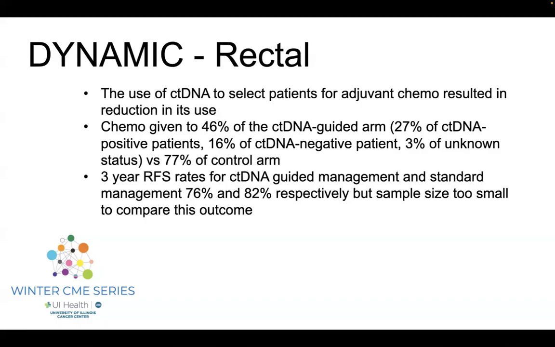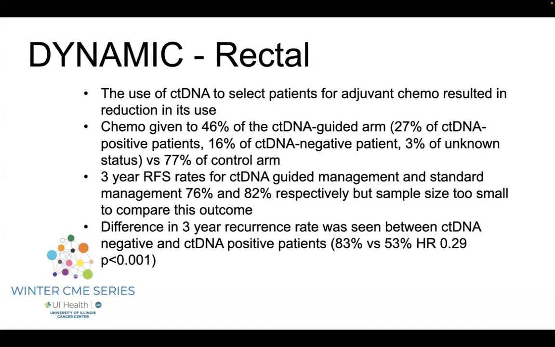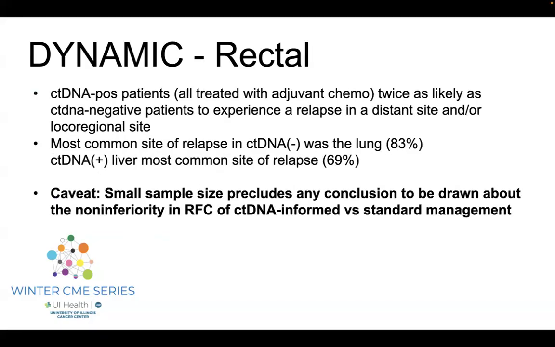The 3-year relapse-free survival for ctDNA guided management and standard management was 76% and 82% respectively, but the sample size was too small to really effectively compare this outcome. The difference in 3-year recurrence rate was seen between ctDNA negative and ctDNA positive patients, 83% for patients who are ctDNA negative and 53% for those who are positive. For ctDNA positive patients, remember all of those patients were treated with adjuvant chemo, they were twice as likely as the ctDNA negative patients to get a relapse in a distant site. The most common sites of relapse in the ctDNA negative population was the lung, and in the ctDNA positive population was the liver. But a caveat, again, I want to emphasize this was a small sample size, so it does preclude any major conclusions to be drawn about the non-inferiority of ctDNA-informed treatment plans versus standard management. So that's just something important to remember about this trial.